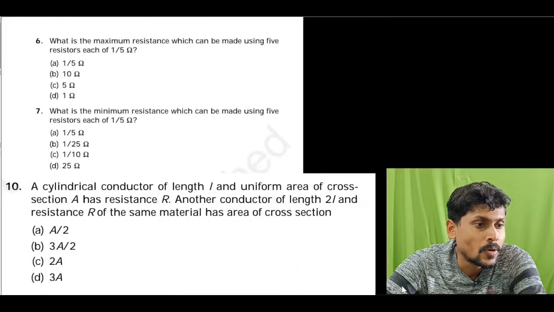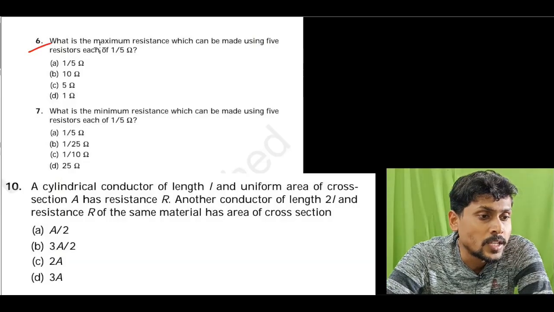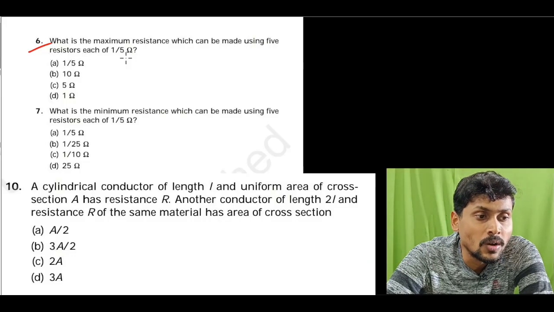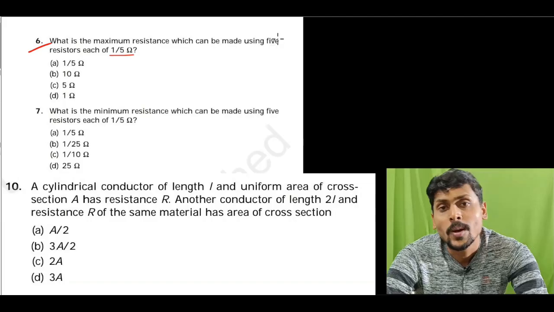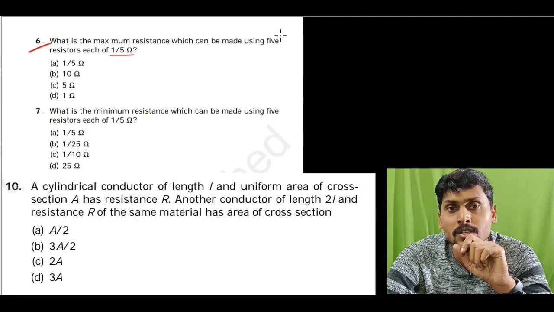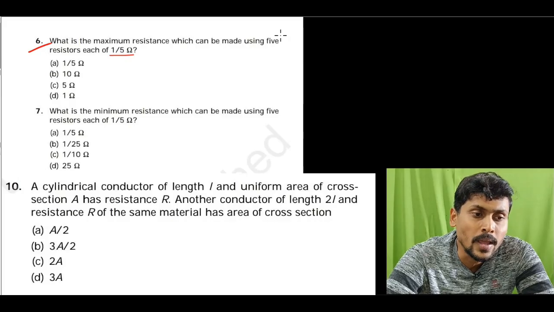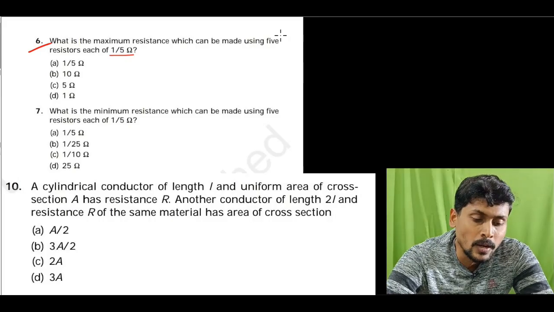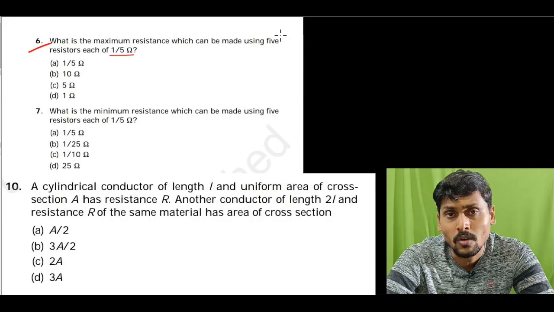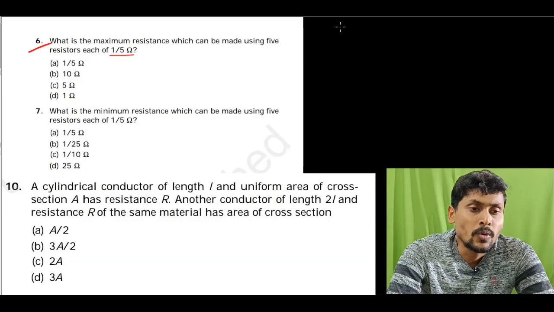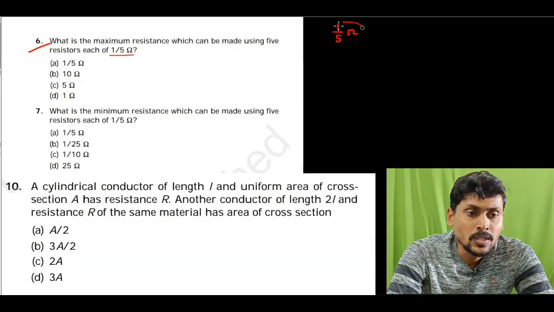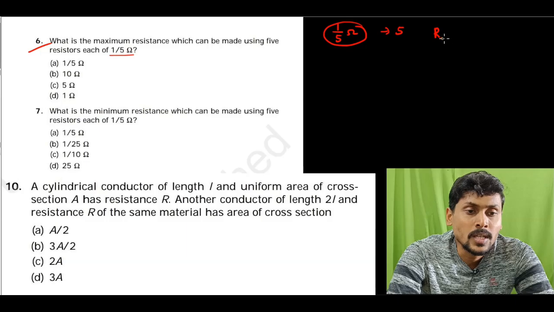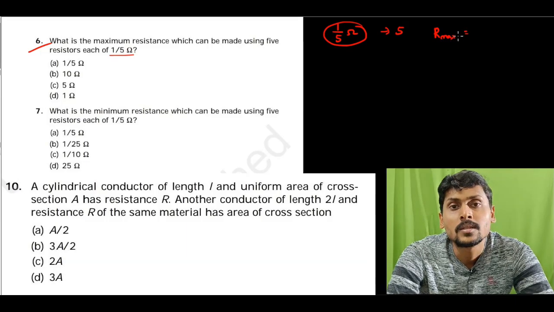Very easy one. What is the maximum resistance which can be made using 5 resistors, each of 1 by 5 ohm? So you have a total of 5 resistors and all the resistors are identical, with resistance 1 by 5 ohm. You have the job to obtain maximum resistance. So remember that to obtain maximum resistance you have to connect all the resistors in series.